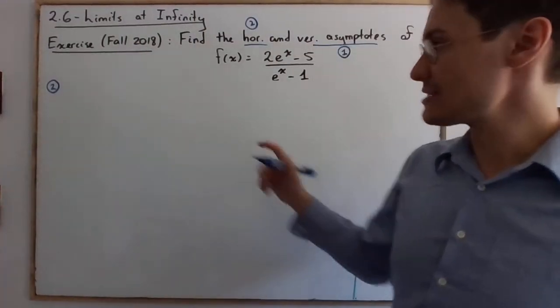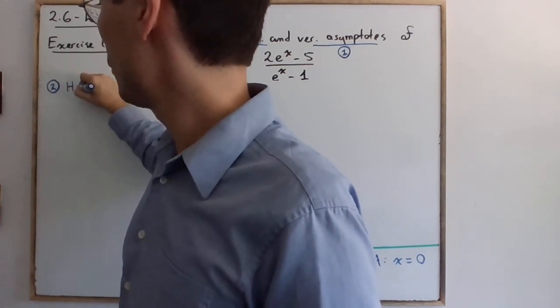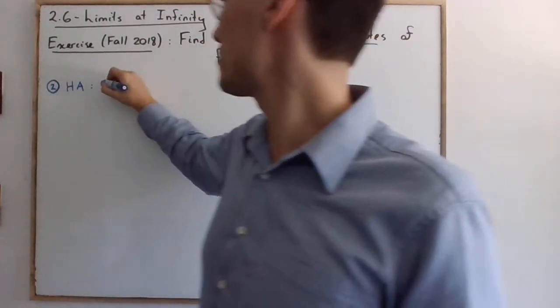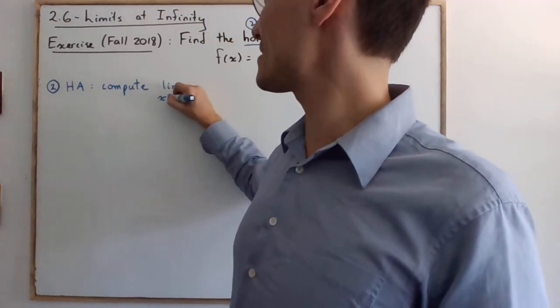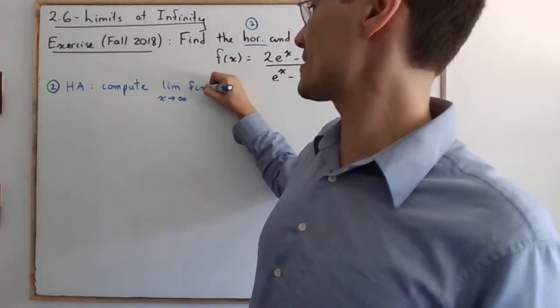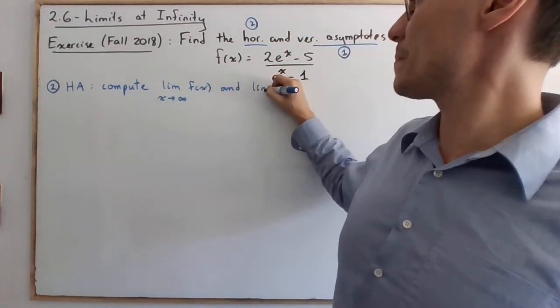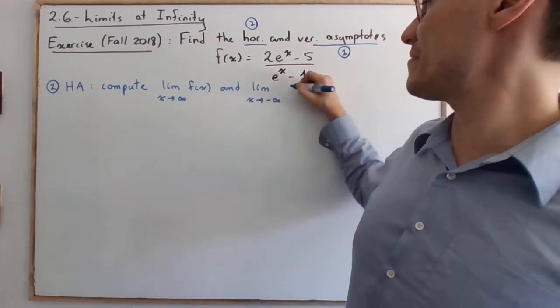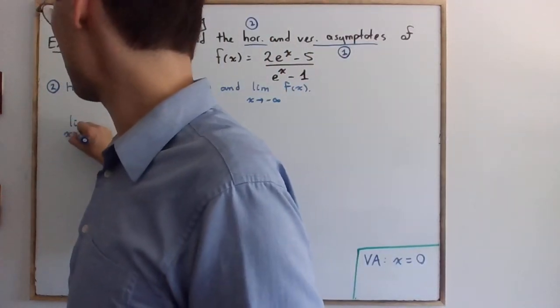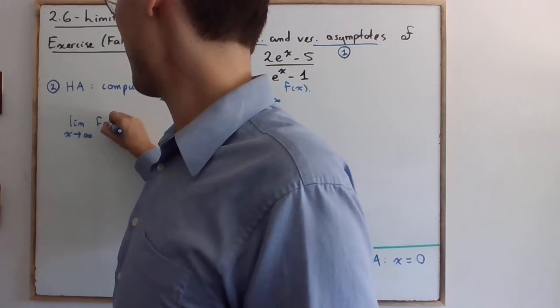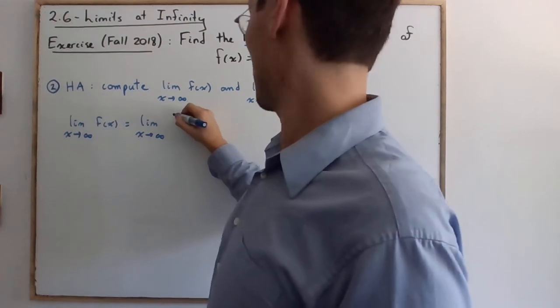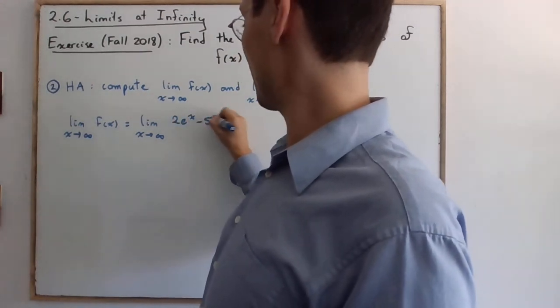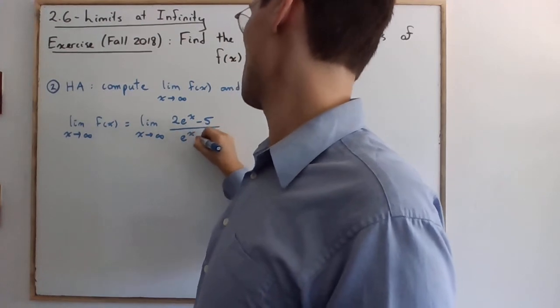Remember, to find horizontal asymptote, you need to compute the two limits at infinity. So we compute the limit as x is approaching infinity of f of x, and the limit as x is approaching negative infinity of f of x. All right, so the limit as x is approaching infinity of f of x will be 2e to the x minus 5 over e to the x minus 1.